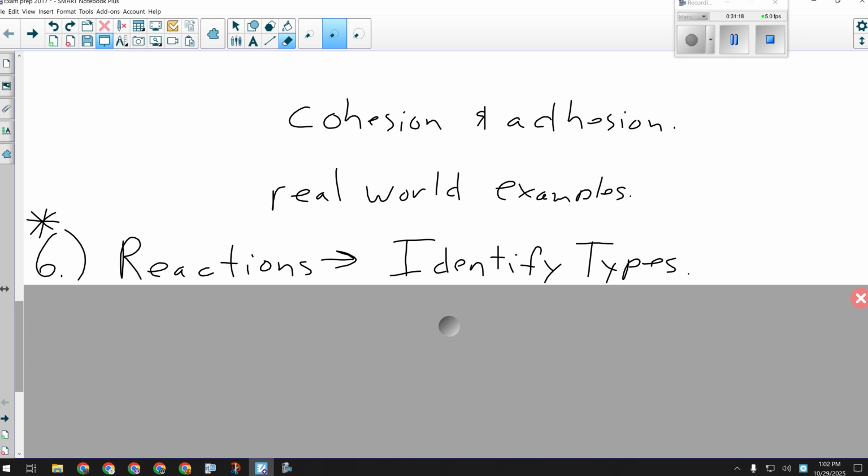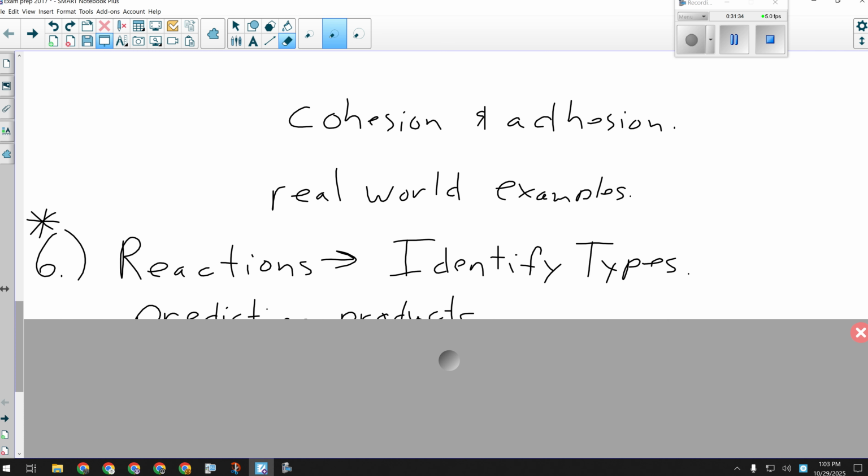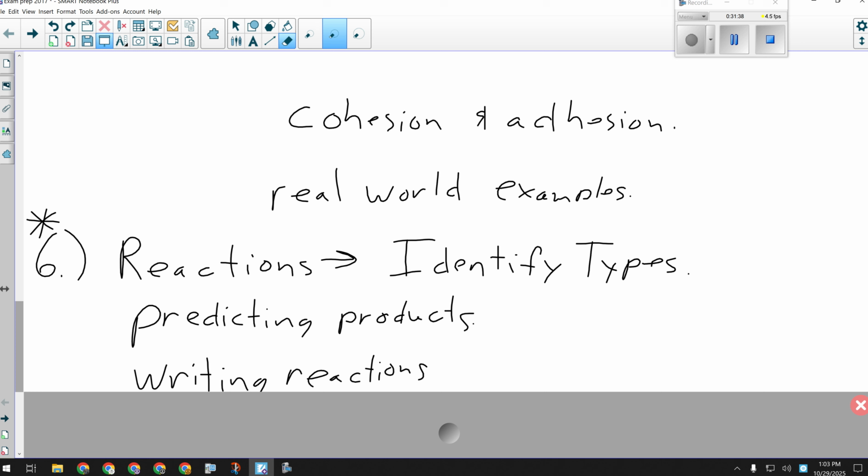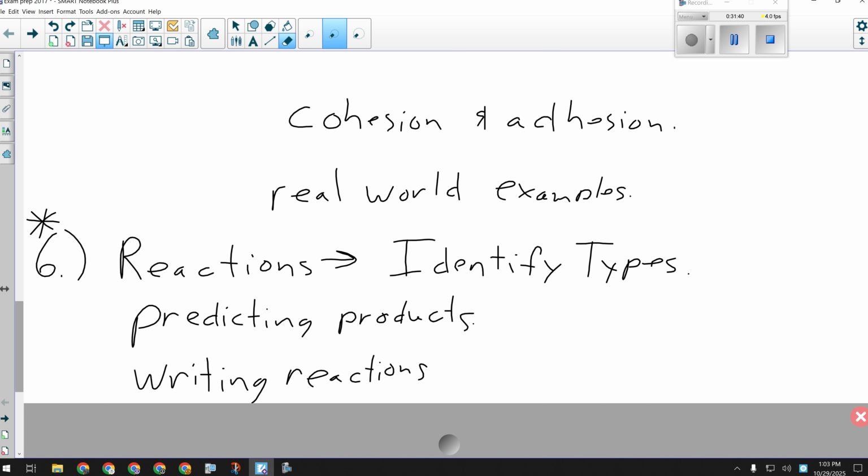You also have to identify the types if you are predicting the products, something you will be asked to do in the written response part of the test. Big marks there. Okay? Every reaction is worth 4 marks, so pretty big. So be able to identify the types, okay? Obviously be able to predict products and balance. Okay, write your reactions out and balance the reactions.